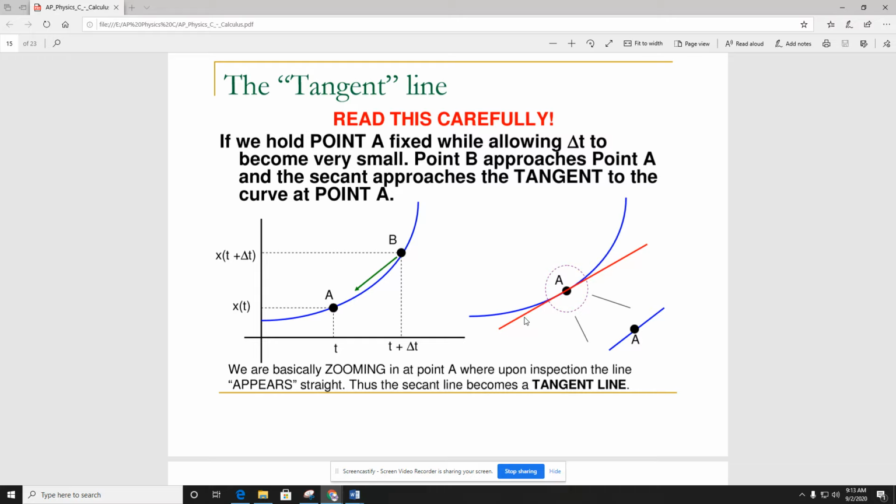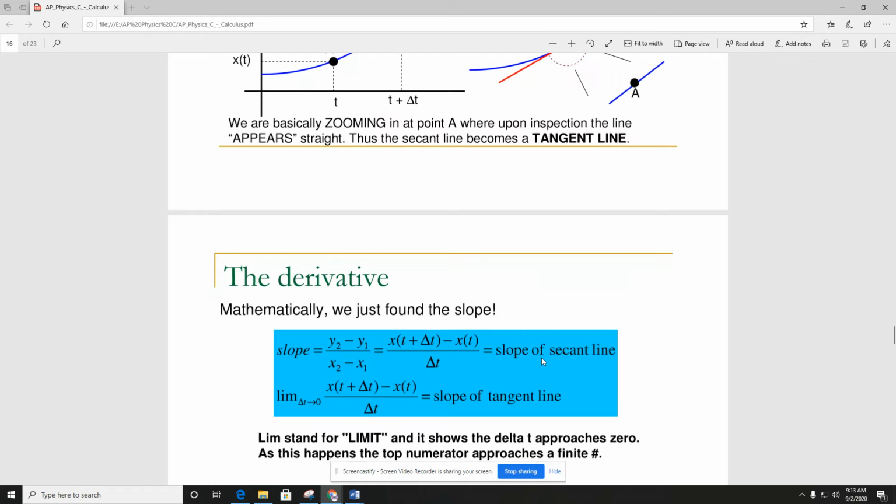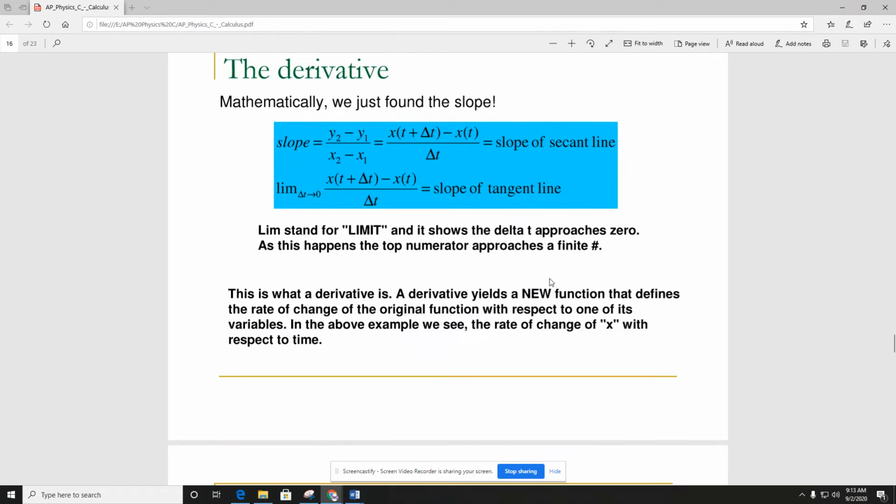Basically, this allows us to zoom in at a point where a curve appears straight. They took A and B and shrunk them together to get this tangent line. Mathematically, we just found the slope. You take the slope of the secant line, then look at the slope of the tangent line, which turns out to be exactly the same. Don't worry about the limits right now, but that's what the lim here stands for. That's the limit, and it shows that the change in time approaches 0.